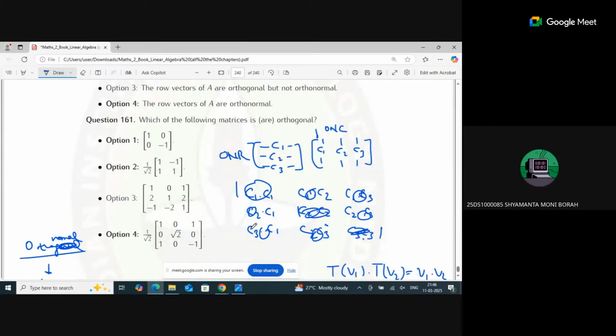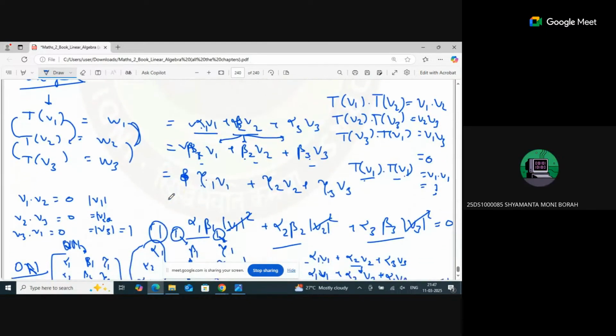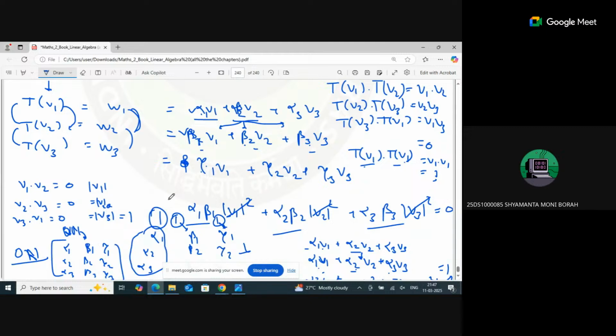Sir, can you just go down once, please? In this one, the one which you have taken, TV1 equal to W1 is alpha 1 V1 plus alpha 2 V2 plus alpha 3 V3. So this is a transformation of V1? Yeah, this is W1. This is the transformation, and I wrote it this way because I want to represent it in matrix format. So that's why I have to write it as some linear combination of V1, V2, and V3. I'm using the same basis for domain and codomain. Understood.